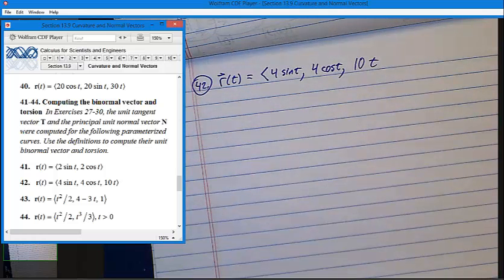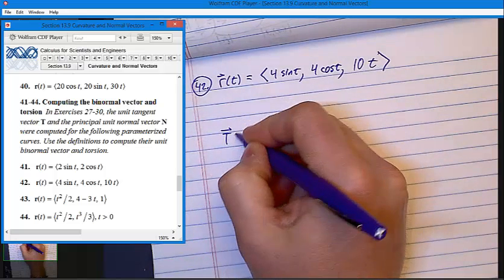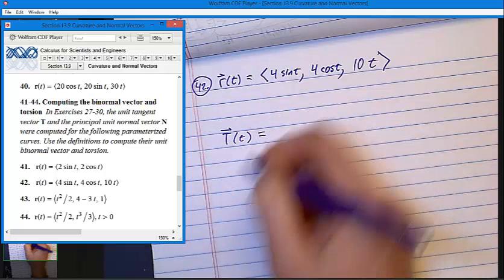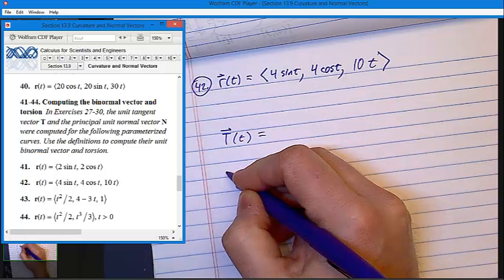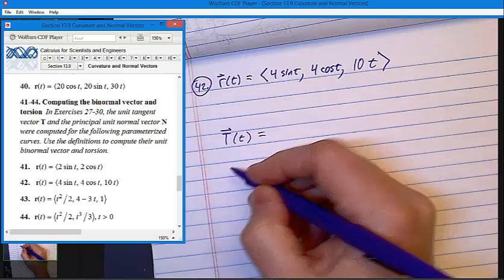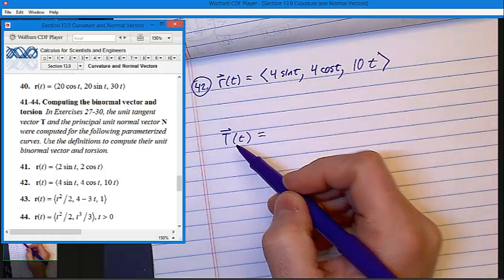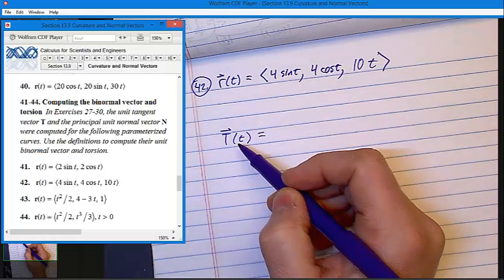Now, in the answers that I just gave you guys, they kind of just say, well, we're going to do T cross N, and we already know T, and we already know N. I guess the question is, should I show you guys how to find those? Yeah, as a review? Let's do it. All right, so what is the unit tangent vector?